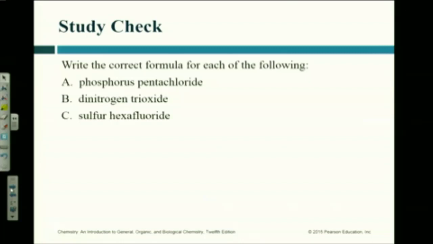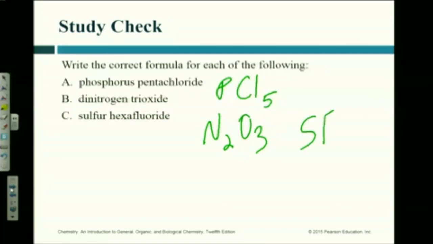We ready? PCl5, N2O3, SF6. Those should be easy.